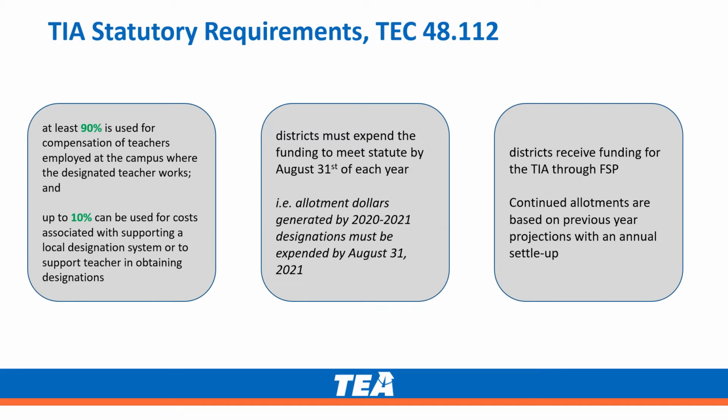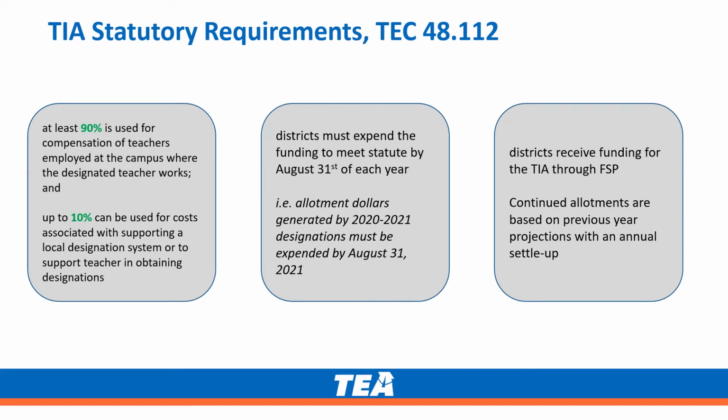The statutory requirements for the teacher incentive allotment can be found in Texas Education Code Chapter 48.112. The statutory requirements include three main pieces. First, at least 90% of the teacher incentive allotment must be used for compensation of teachers employed at the campus where the designated teacher works. And up to 10% can be used for costs associated with supporting a local designation system or to support teachers in obtaining designations. Secondly, all districts must expend the funding to meet statute by August 31st of each year.